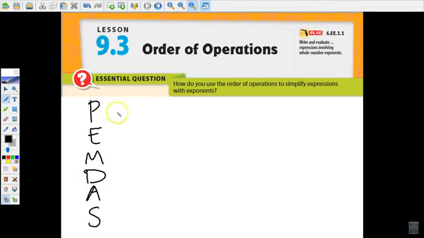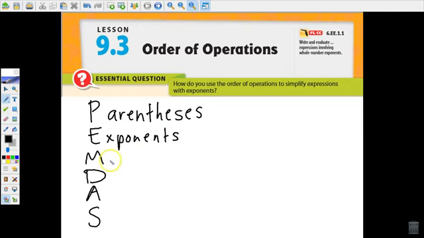PEMDAS. So the P is for parentheses. The E is for exponents. M is multiply or multiplication. D is divide or division. A is addition or add, and S is subtraction or subtract.